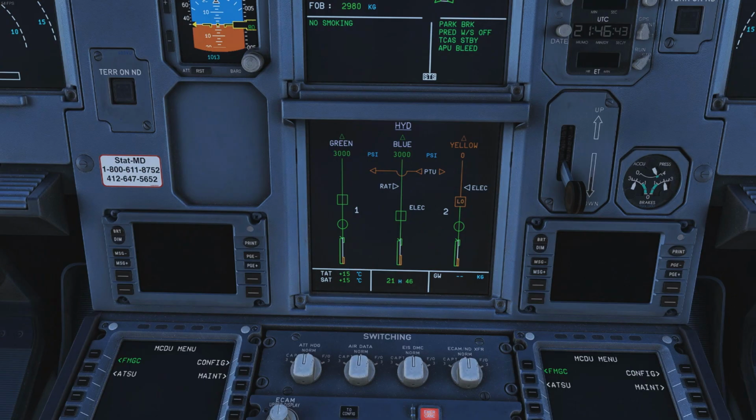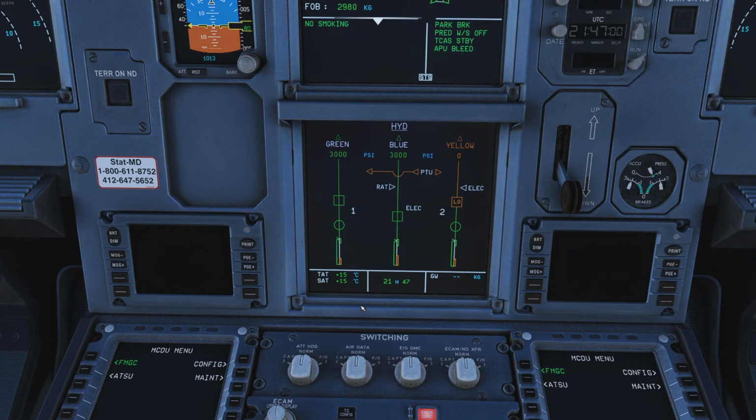Okay, engine number 1 is running, and as you can see in this configuration, engine number 1 is just driving its pump, and the green system is running the whole show. The PTU is offline because we have everything we need connected to the green system to taxi out, and this is the reason why if you perform a one engine out taxi, you usually should start engine number 1.